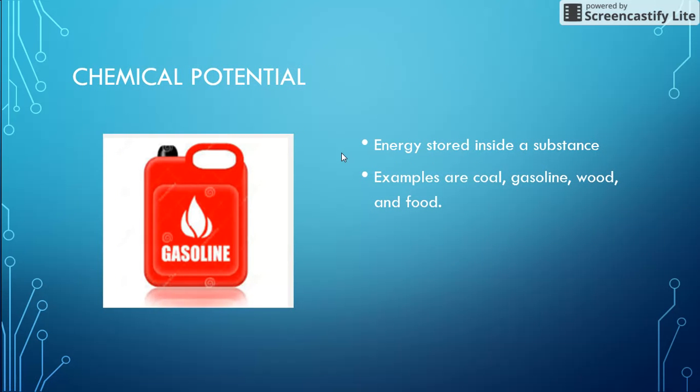Chemical energy. This is energy that is stored inside a substance. Examples are coal, gasoline, wood, and food. There's energy stored in these substances, like in gasoline, that's waiting to be released when it's put inside of a car.